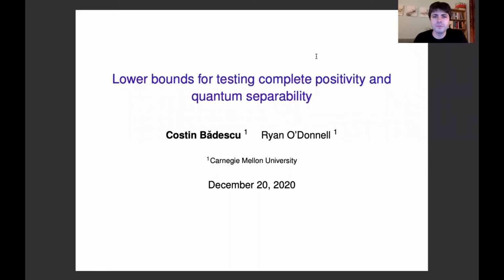I will be talking about proving lower bounds for testing complete positivity and quantum separability. This is joint work with Ryan O'Donnell.